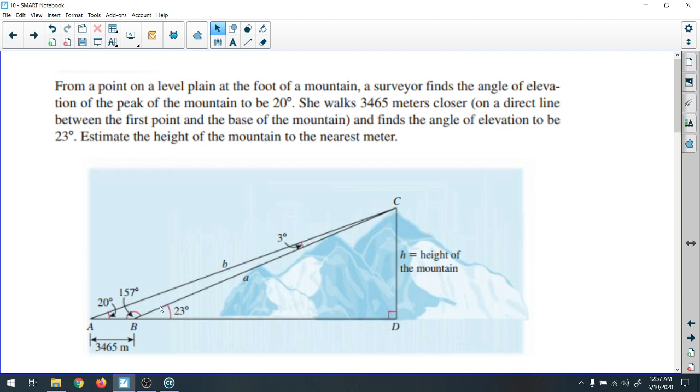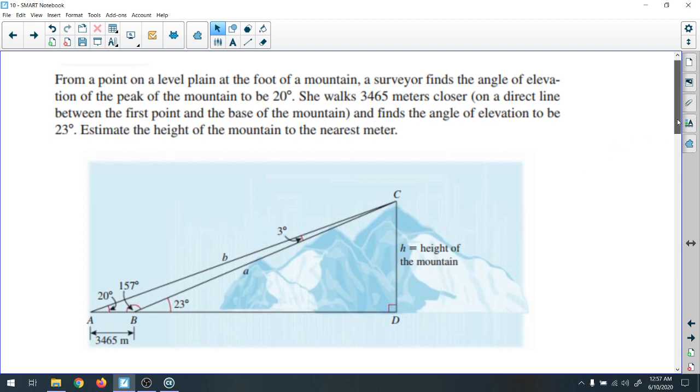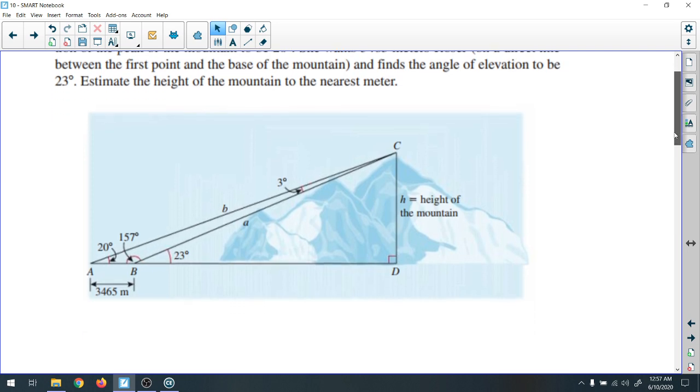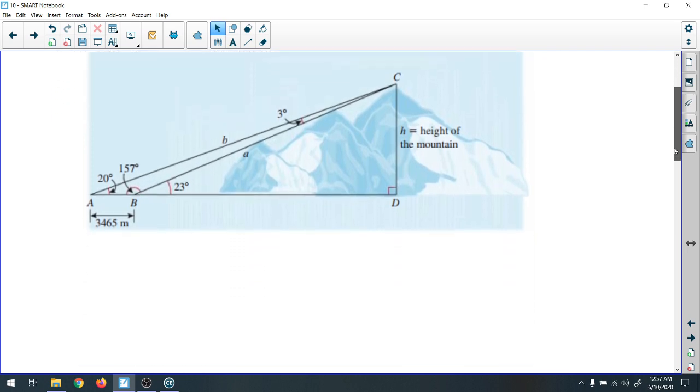23. So from position A, 20 degrees. From position B, 23. Estimate the height of the mountain. We're looking for the height of the mountain. You could do that. We'll do that outside, having a field trip to a mountain, and then apply mathematics in a real life situation. So let's do that here.